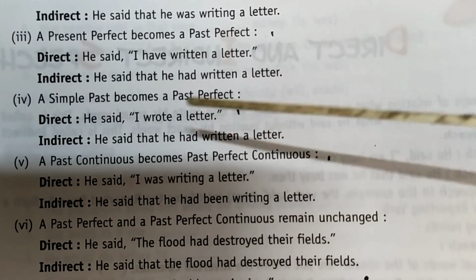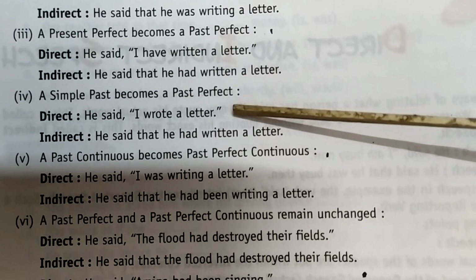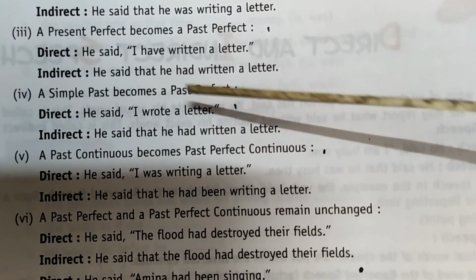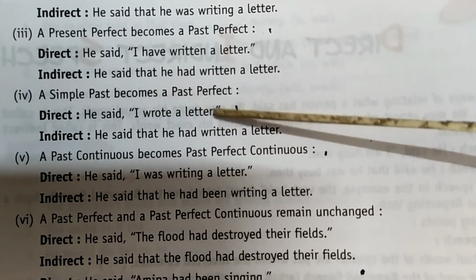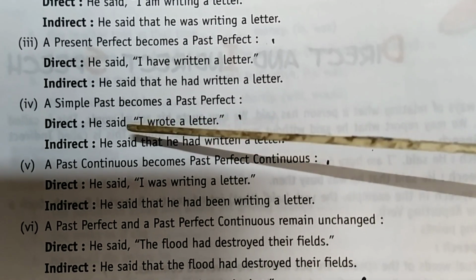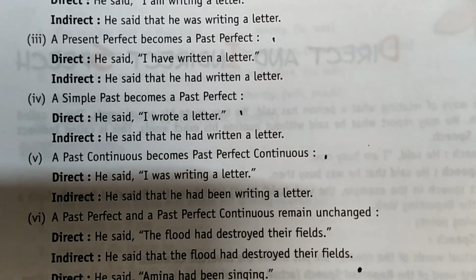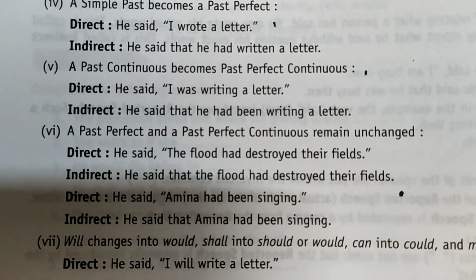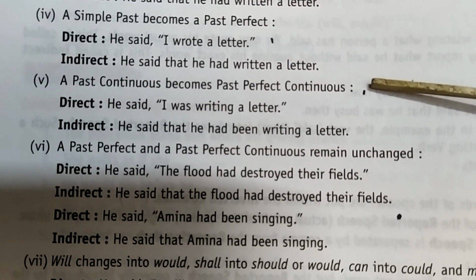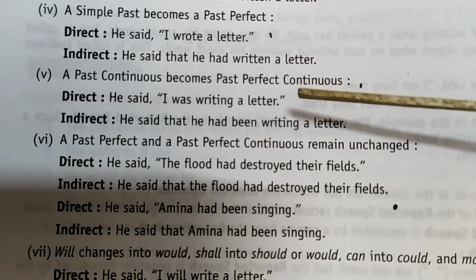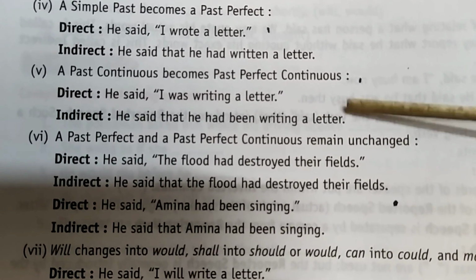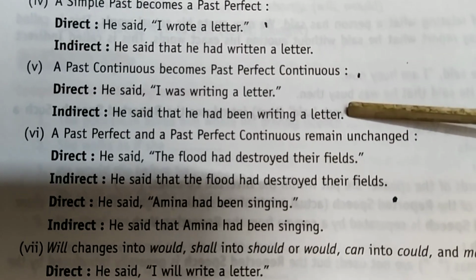In case you get some options, an MCQ kind of question, and for this you get he said that he wrote a letter, so that answer will also be correct here. And this is also correct, that he said that he had written a letter. Let's move forward. A past continuous becomes past perfect continuous. How? He said I was writing a letter. He said that he had been writing a letter. Again, see here we are doing the necessary changes in pronoun.